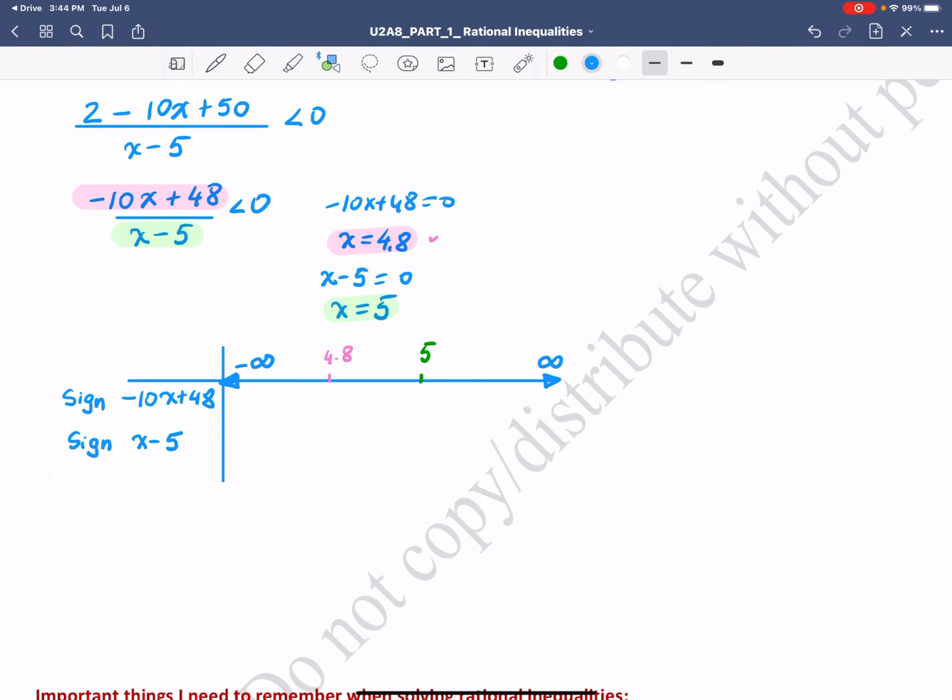We're going to draw one line at the bottom, and here we're going to write the sign of negative 10x plus 48 divided by x minus 5, because eventually that's what we want to find out, what the sign of the rational expression will be.